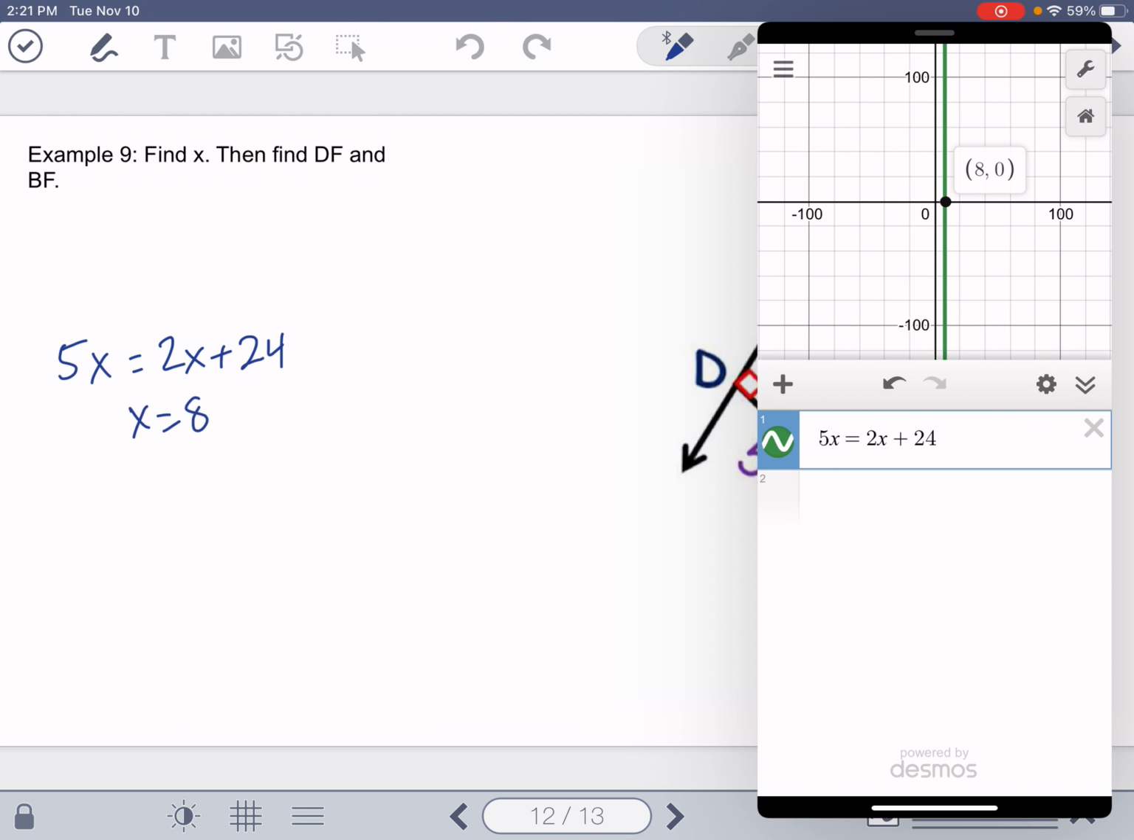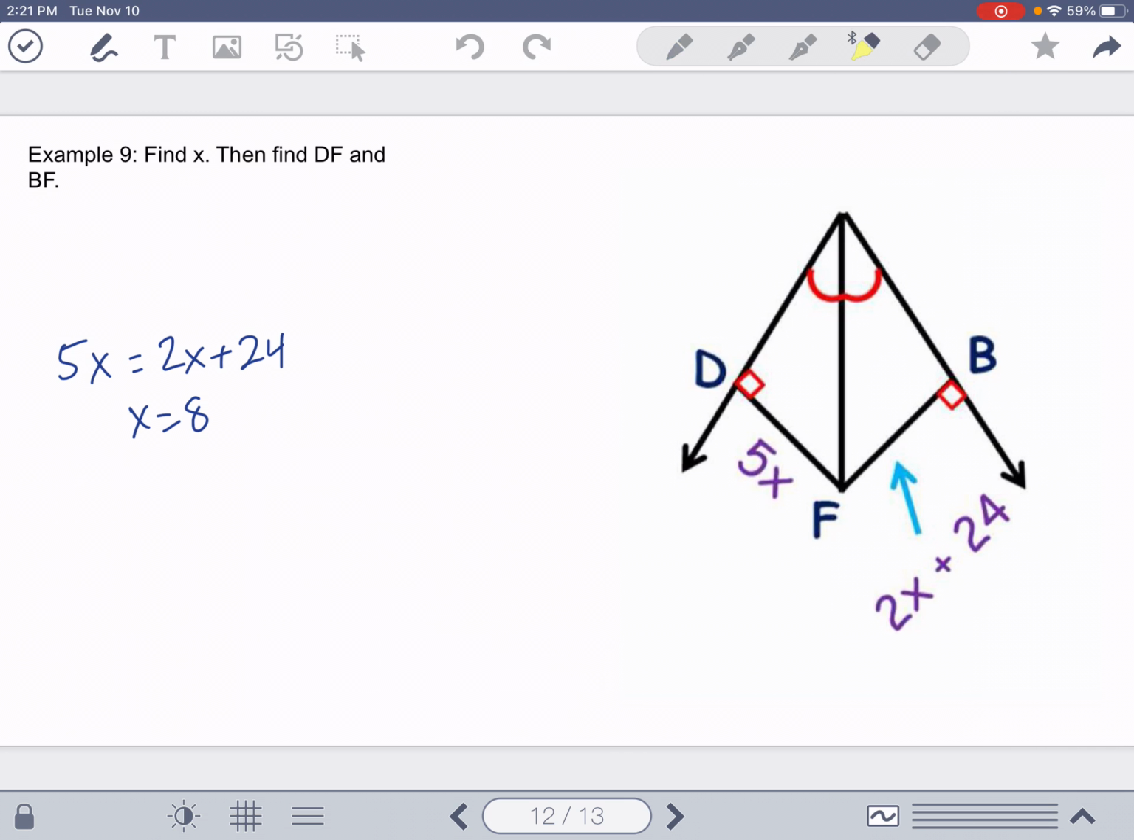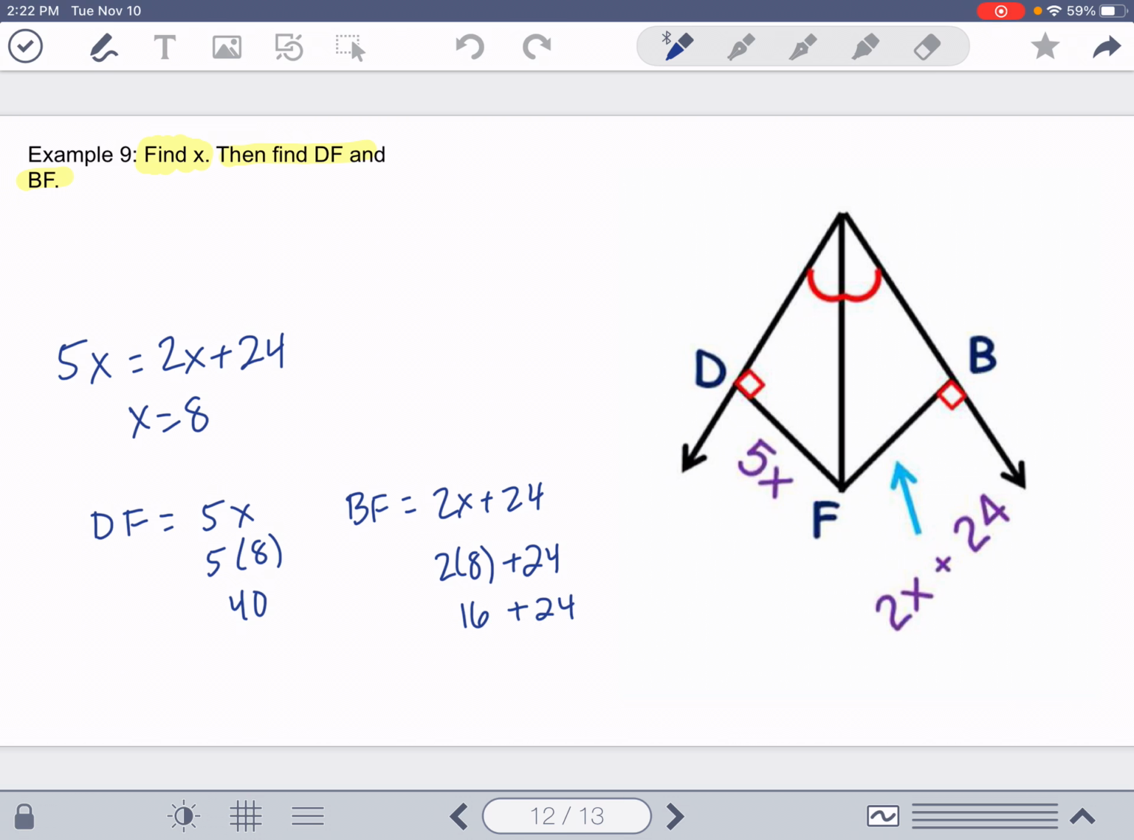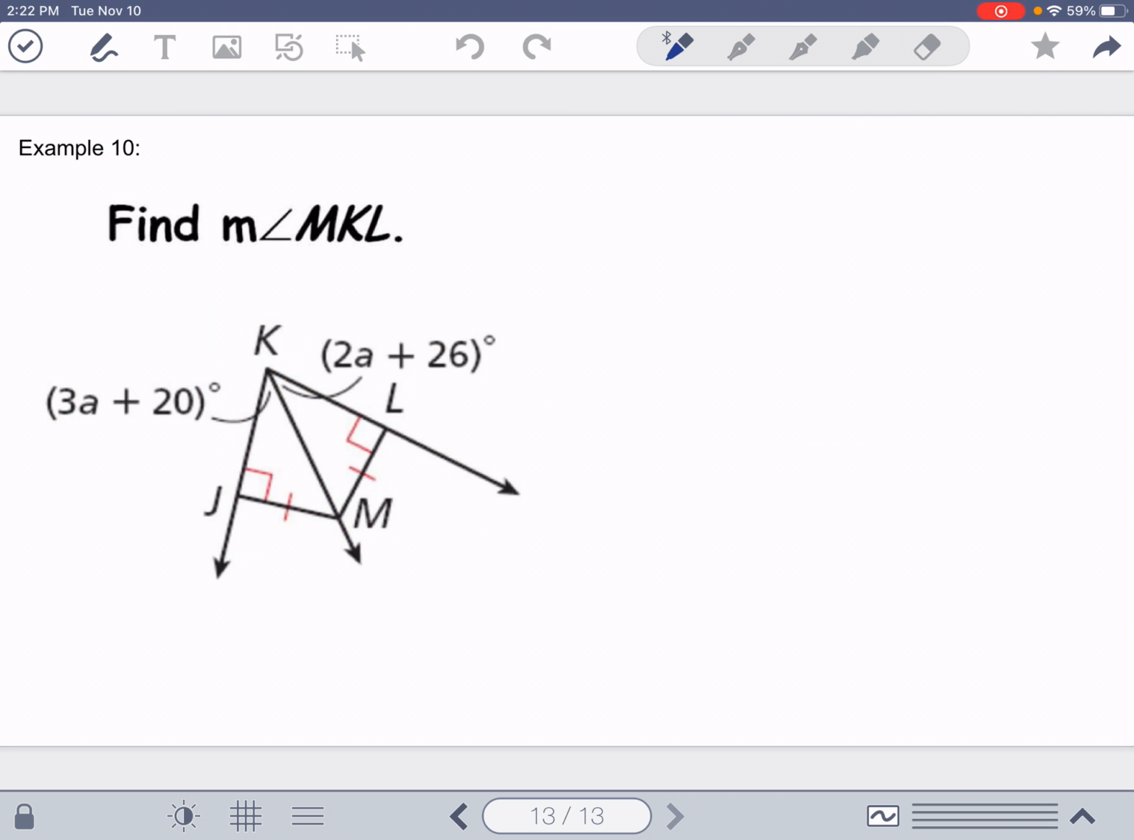What was I trying to find? Well, let's see. I needed to find x, then find DF and BF. All right? What's DF? 5x. So 5 times 8 is 40. Well, BF should be the same thing because they're congruent segments, but let's do some substituting and see what happens. So 2 times 8 plus 24, 16 plus 24. Yep, that does give me 40. All right, last example.